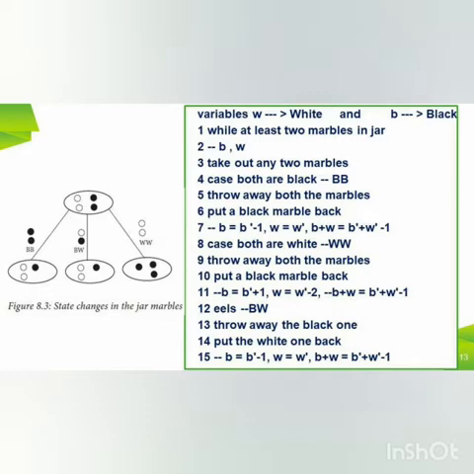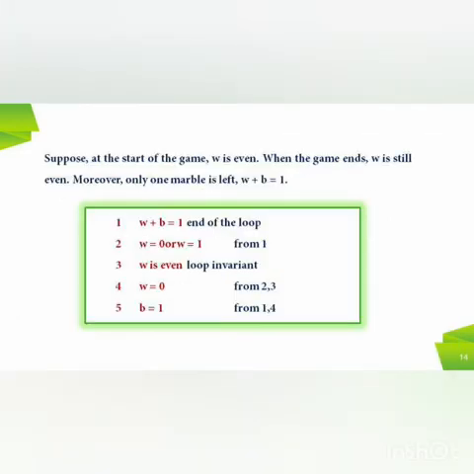So, in order to find the solution, the problem itself describes that you know how many white marbles and how many black marbles are inside the jar. So, what is the color of the last marble in the jar? This is our question. Suppose at the start of the game W is even. When the game ends, white is still even. Moreover, only 1 marble is left. W + B = 1. Imagine there is only 1 marble left in the jar, that is W + B = 1. Here we do not know whether it may be white or black.